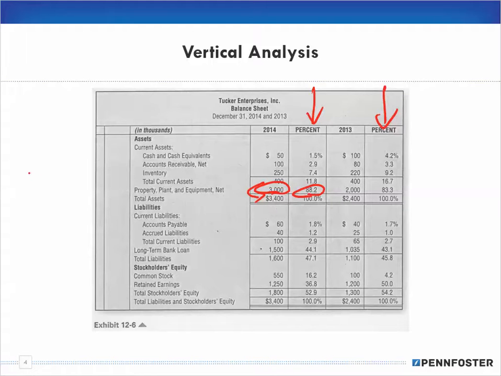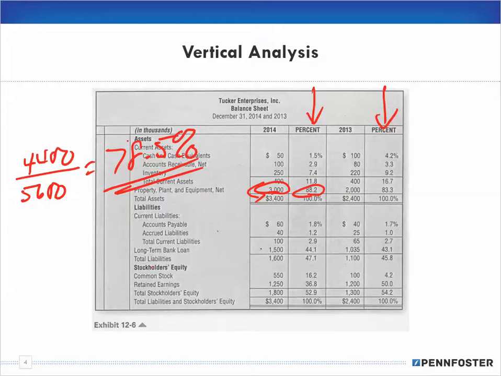Well, if I had the construction company, let's say they had $5,600 in total assets, and they had property, plant, and equipment of, say, $4,400. Well, what does that mean? It doesn't mean anything to me. But when you divide the 4,400 by 5,600, that ends up being 78.5%.